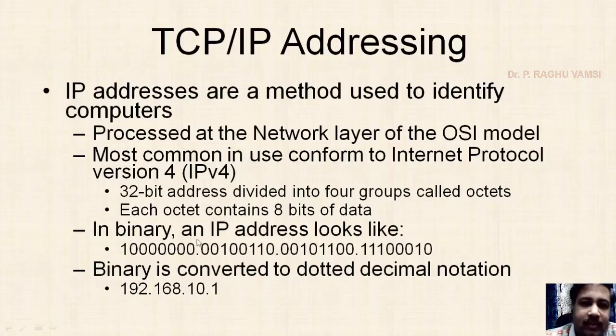So in binary, an IP address will be looking like this: 8 bits dot 8 bits dot 8 bits dot and 8 bits. If you convert this binary into the decimal form, 1 followed by 7 zeros will be 192, then 0010011 is 168, like that. So you will convert the binary into the decimal notation.